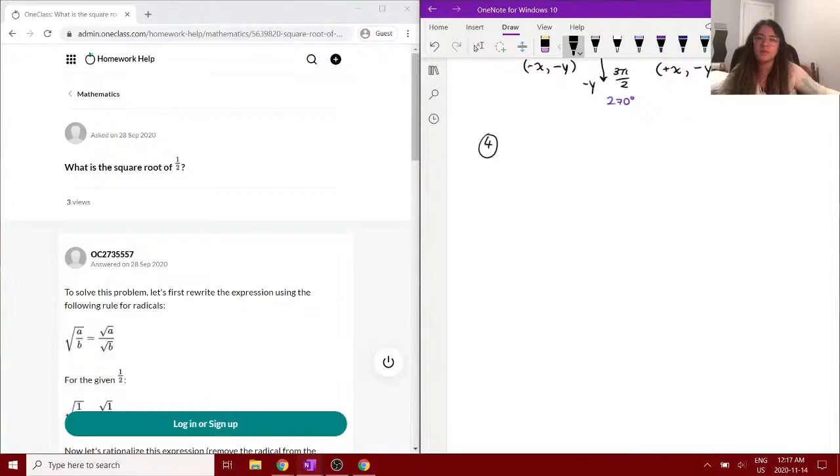Okay, question number 4. So question number 4 asks us, what is the square root of 1/2? Basically what it's asking is, what is the square root of this fraction 1/2, right?